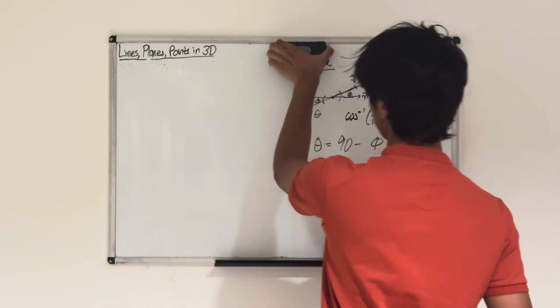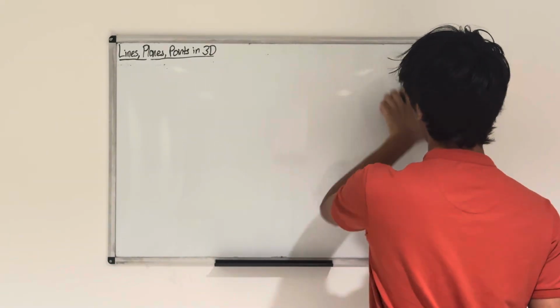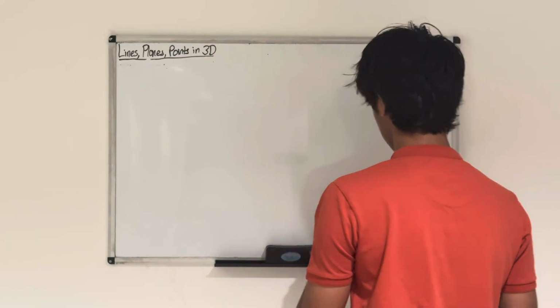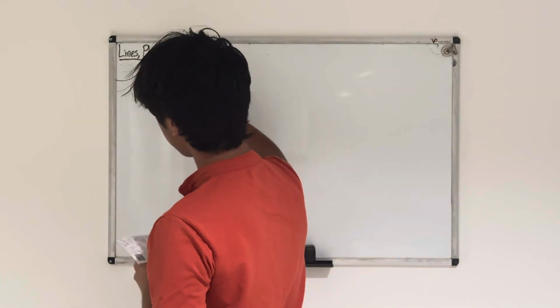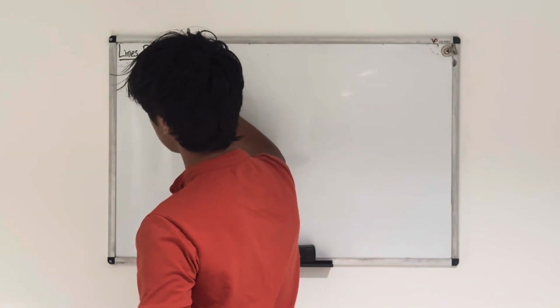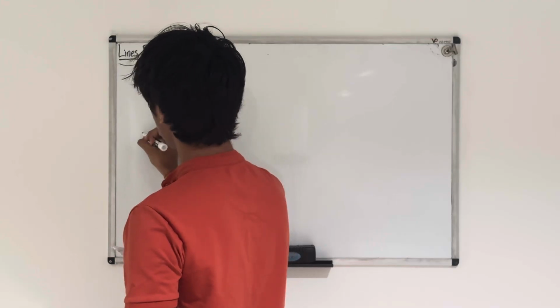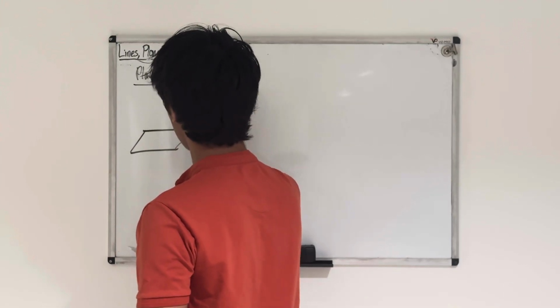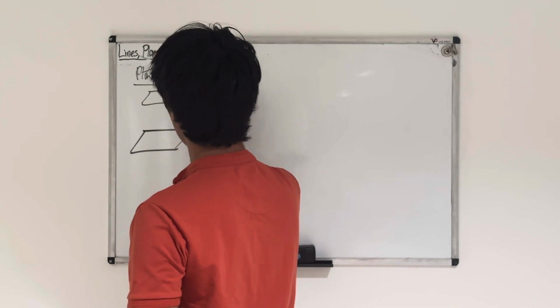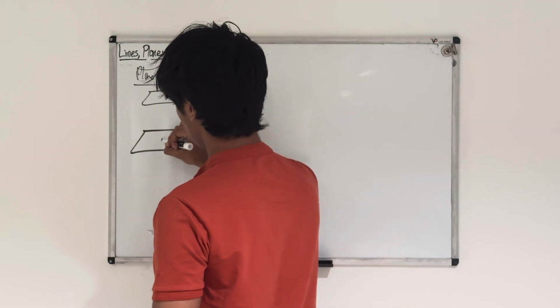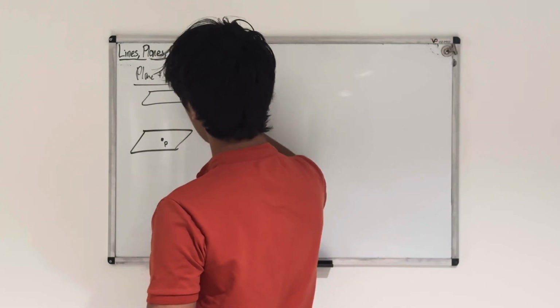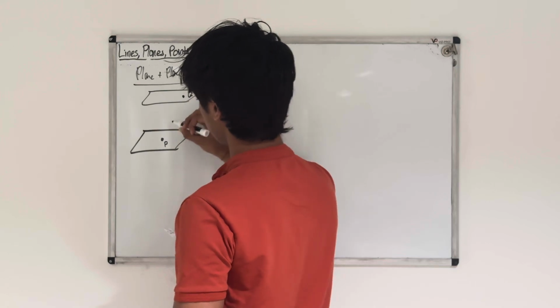Finally, for the end, we'll go with distances. How do we find the distances between objects in 3D? First, how do we find a distance between two planes in 3D? So let's say we have two planes. Let me just draw them. And between these planes, we have a point P, a random point, and a point Q, another random point.